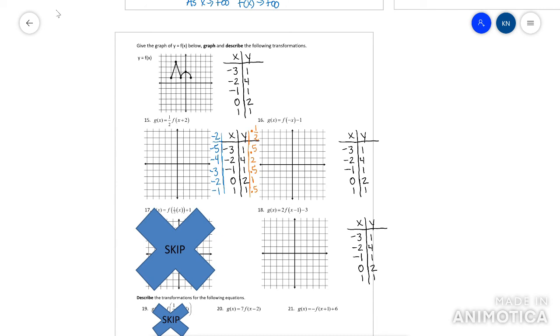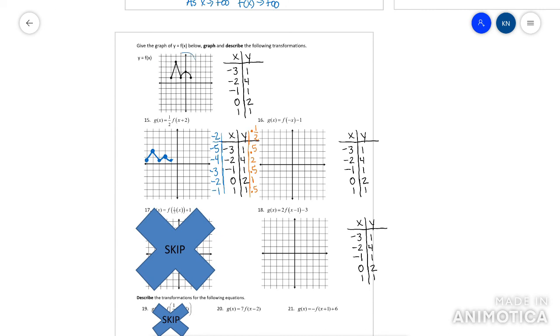Now when you go to graph this thing, you're going to want to use the outermost coordinates, so these and these, as xy coordinates. So -5, 0.5 would be here, -4, 2, -3, 0.5, -2, 1, and -1, 0.5. Now just go and connect the dots.